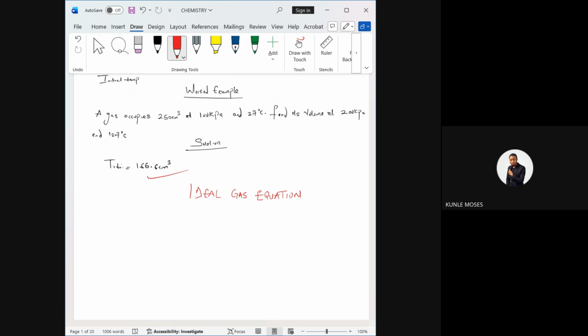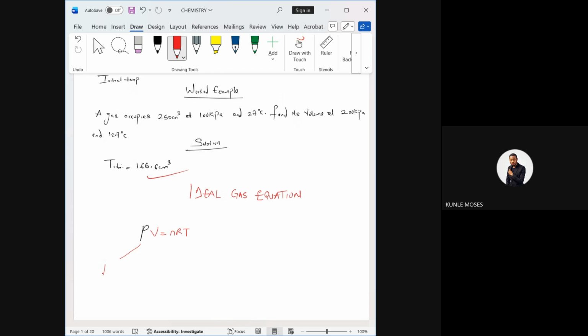The ideal gas equation. The formula for the ideal gas equation is PV equals nRT. Is that taken? I believe by now you should know what each parameter represents.